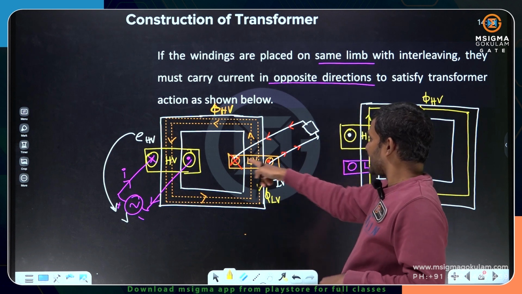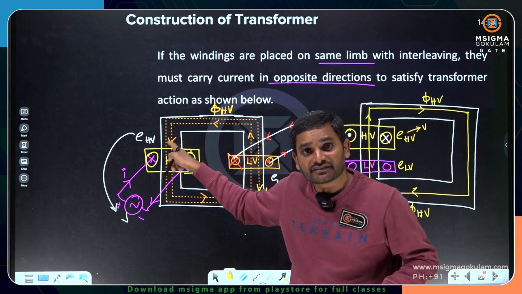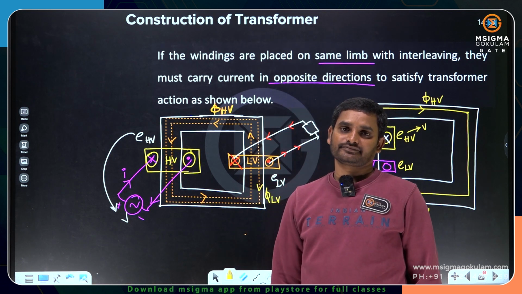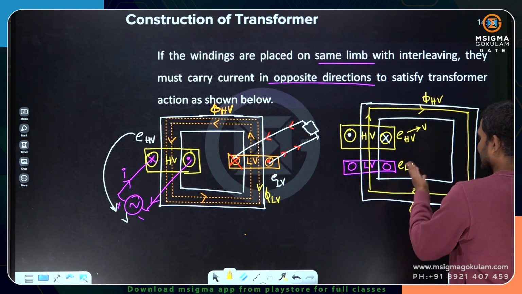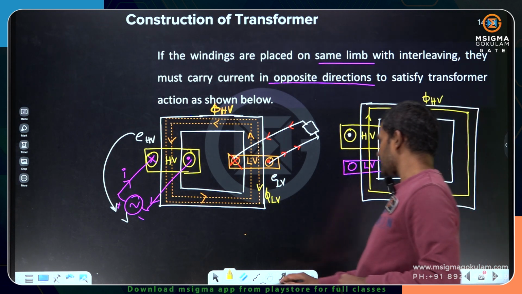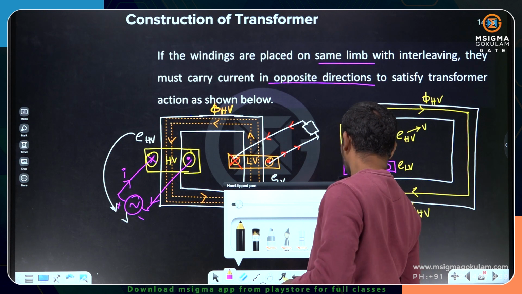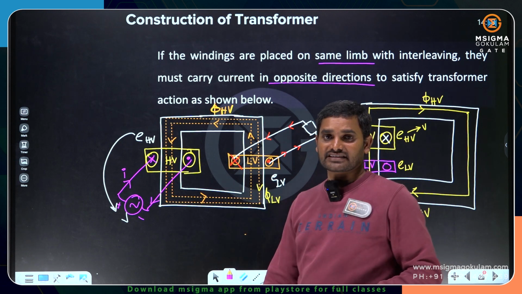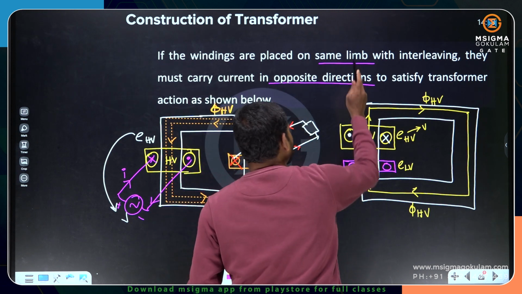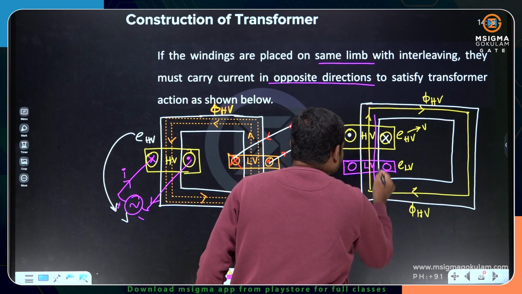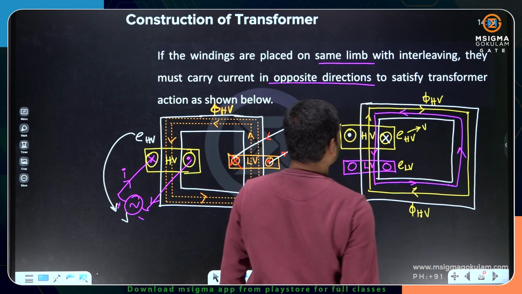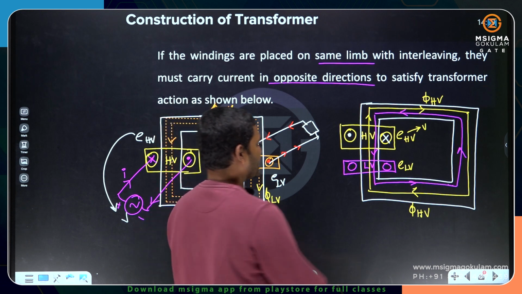That's the reason why it is driving a current and producing a magnetic field, compensating or trying to oppose the high voltage winding flux. In the same way, here also, LV cannot oppose the voltage source directly. Therefore, it has to produce a flux opposite to the high voltage winding flux. If the high voltage winding flux is upward, low voltage winding flux must be downward, opposite to the high voltage winding flux line.